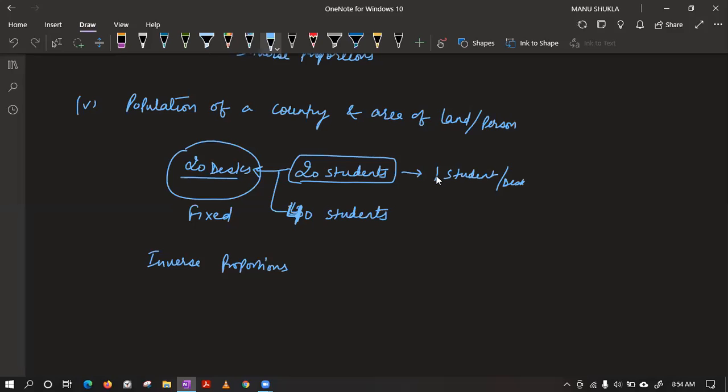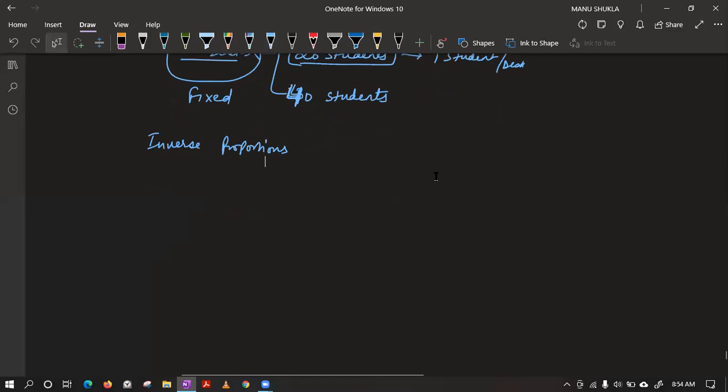Now, question number 2. In a television game, the prize money of rupees 1 lakh is to be divided equally amongst the winners. Complete the following table and find whether the prize money given to an individual winner is directly or inversely proportional to the number of winners.